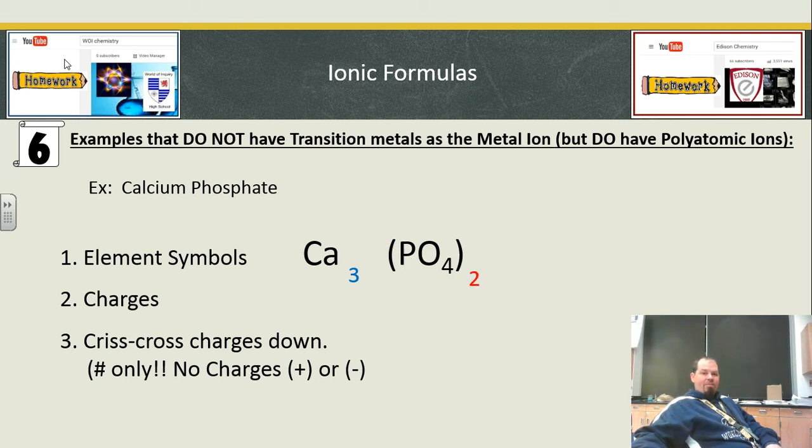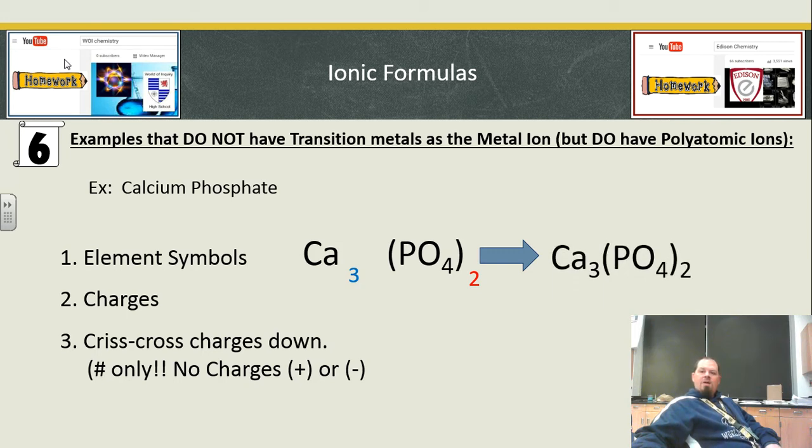And now I've got 3 Ca's and 2 PO4s. I have 2 -3s, -6. I have 3 +2s, +6, total plus charge. +6 cancels out with a -6. And I get a compound that looks like this. Ca3(PO4)2.